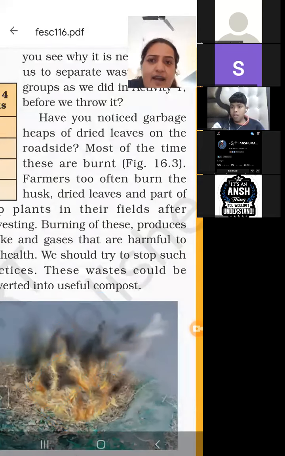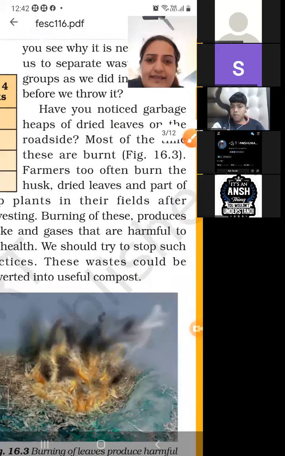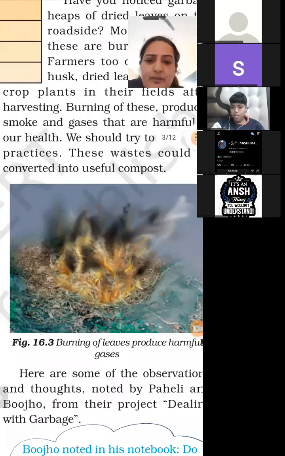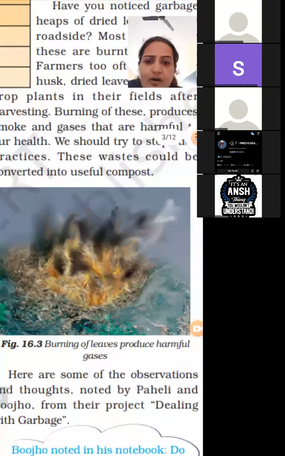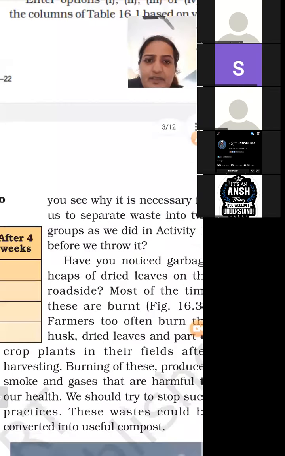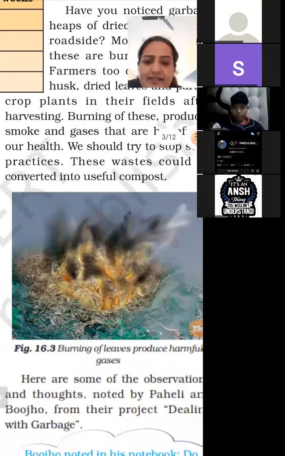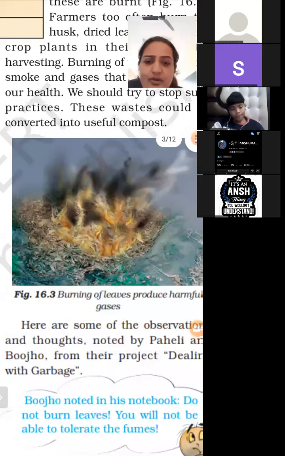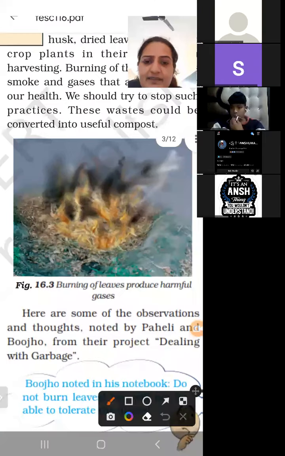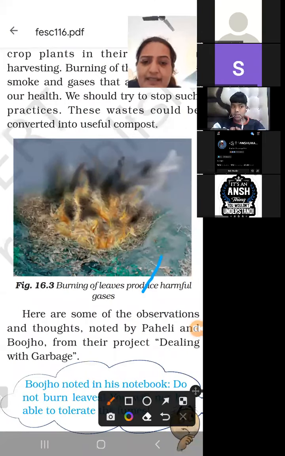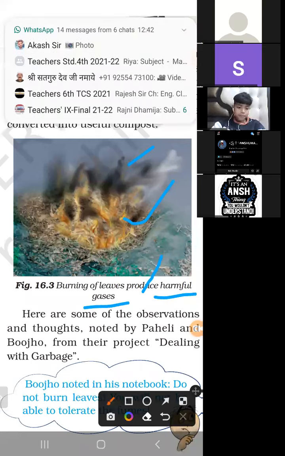So we have to convert this into useful compost. So we should not burn these types of leaves. In the picture this is shown. Why don't we burn these types of leaves? Because burning of leaves produces harmful gases.